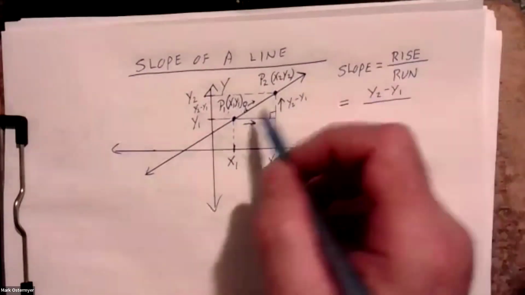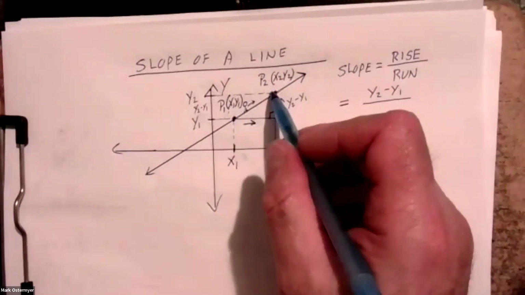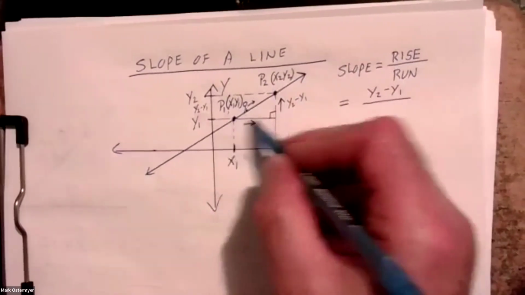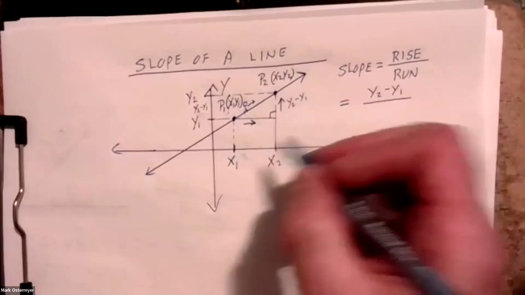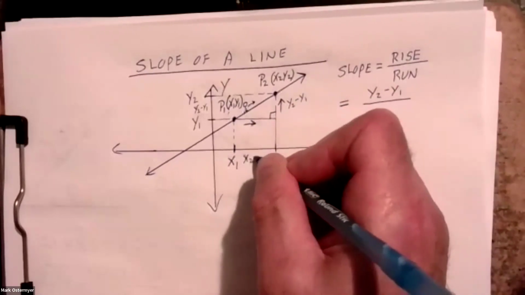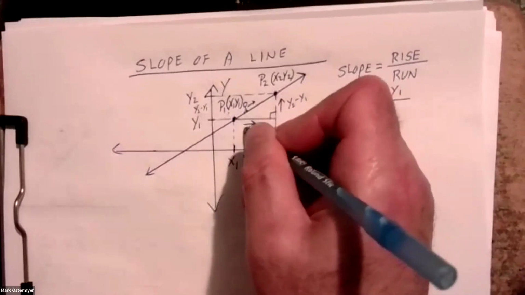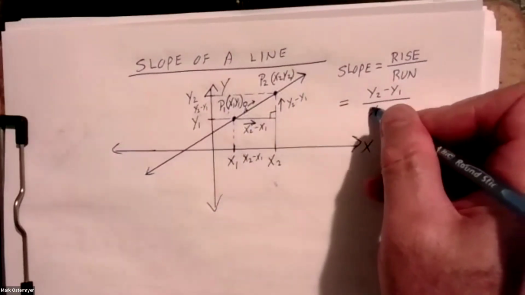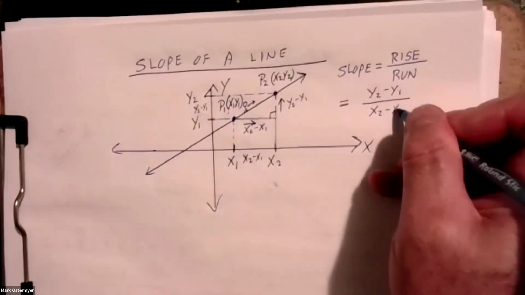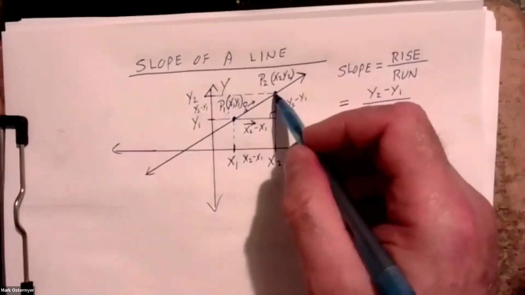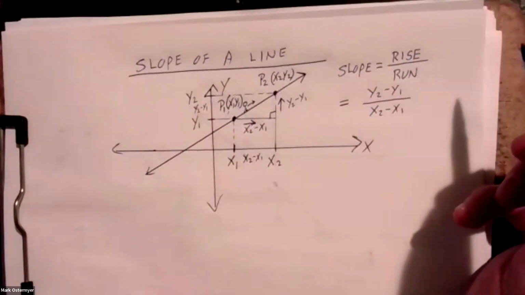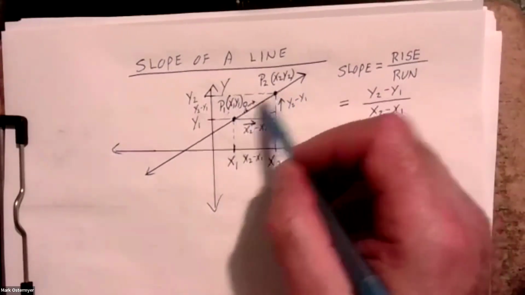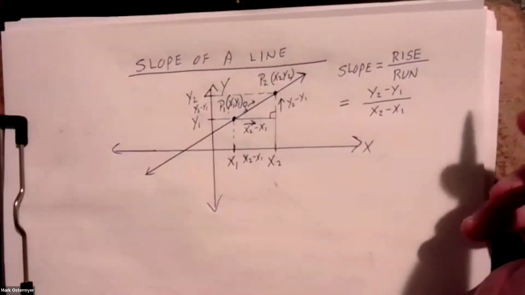Precisely speaking, what amount of run do we experience in going from P1 to P2 along this line? That's going to be represented by the change in the x coordinates of these two points, P1 and P2, or x sub 2 minus x sub 1. X sub 2 minus x sub 1 therefore represents the amount of run, or the amount of horizontal change you experience as you move from point P1 up along the line to point P2, or vice versa. You could go along the line from P2 down to P1. It'll still be the same ratio.